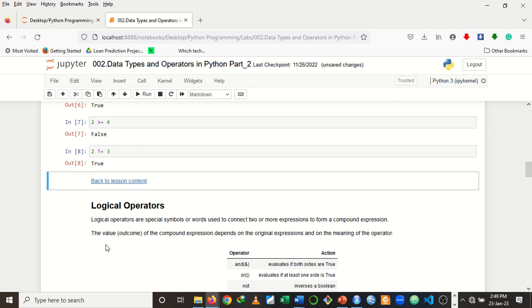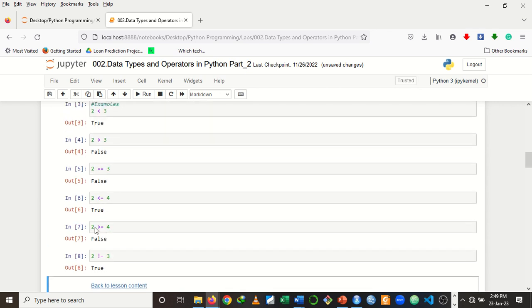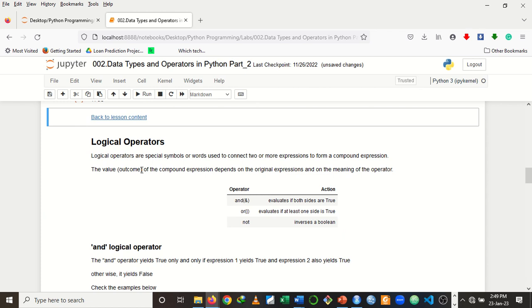We move to logical operators. What we did was comparison operators, and the next on our list is logical operators. Logical operators also yield Booleans as their output, right? Logical operators refer to special symbols or words used to connect 2 or more expressions to form a compound expression, right? So like in English, when we have words like and, or, and so on, these are used to combine 2 or more sentences, right?